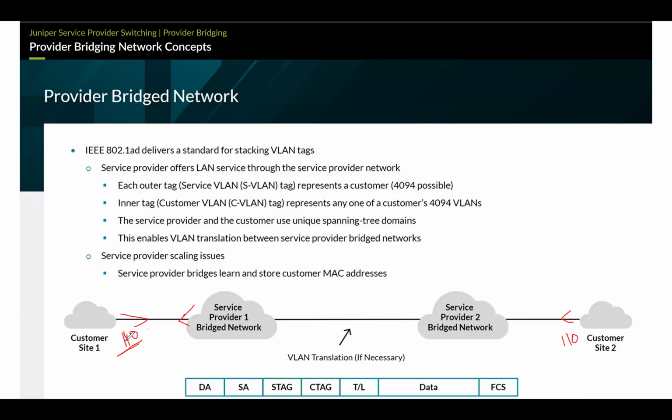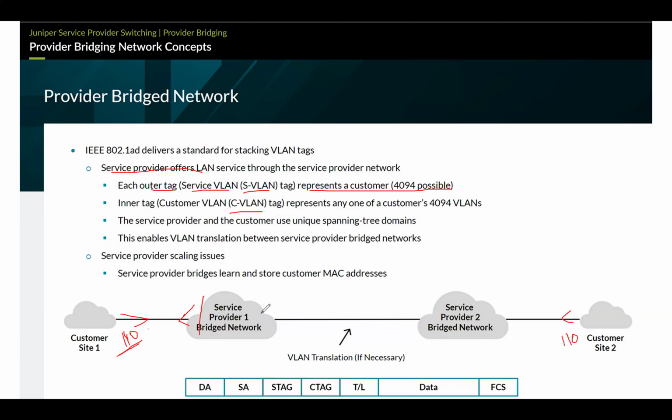Okay. So in that case, we can divide the VLAN tag or VLAN ID into two different types. One is S-VLAN and another is C-VLAN. What does this mean? S-VLAN means service VLAN. C-VLAN means customer VLAN. So the service provider offers LAN service through the service provider network. It is the outer tag, that means the service VLAN, the edge VLAN tag, which represents a customer; 4094 are possible.